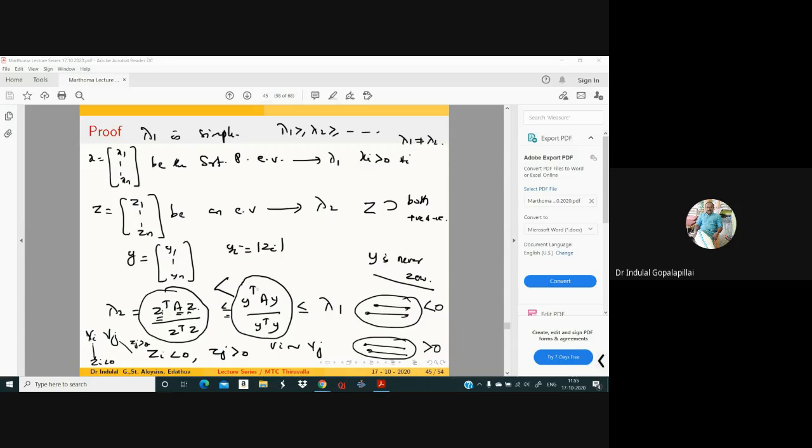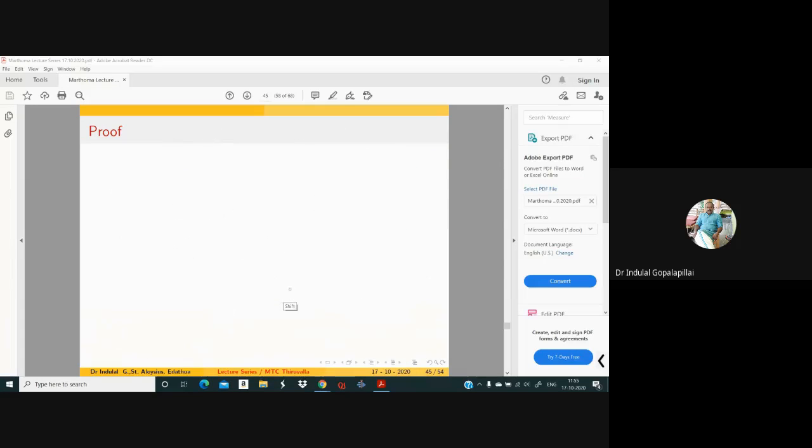So the inequality is strict, which means lambda 2, which is less than or equal to z^T A z / z^T z, is strictly less than y^T A y / y^T y. This is less than or equal to lambda 1, showing that lambda 2 is strictly less than lambda 1. So if no entry of y is 0, then lambda 2 is less than lambda 1. And the second possibility is that some entries of y are 0.